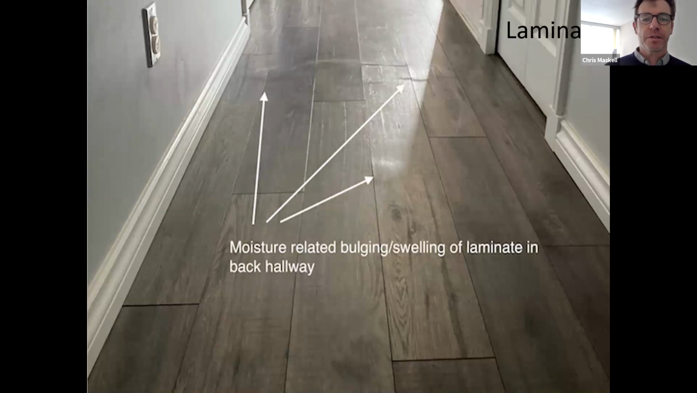So, moisture issues. This is laminate flooring where the vapor barrier in question maybe wasn't doing the job it was supposed to, wasn't overlapped enough, who knows. But moisture is wicking up through the ground, through the concrete slab. This is slab on grade, and finding the surface of the product.